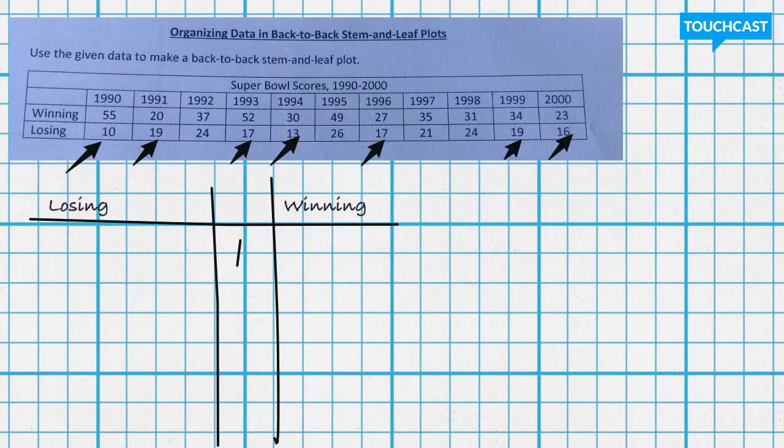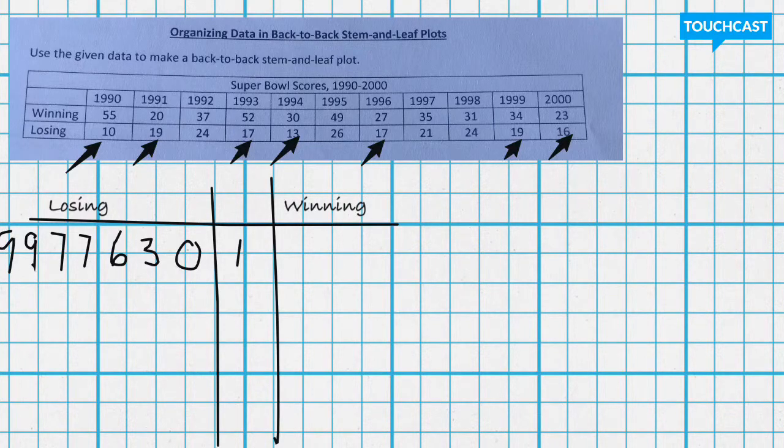Now, when we read this in reverse, we take the smallest score for our losing team, and we write that closest to the 1. So this is read as 10. Then we take the next smallest score, 13, and we keep going until we get to the biggest score, repeating any numbers that happen to count twice. So we've got a 16, we have two 17s, and two 19s.